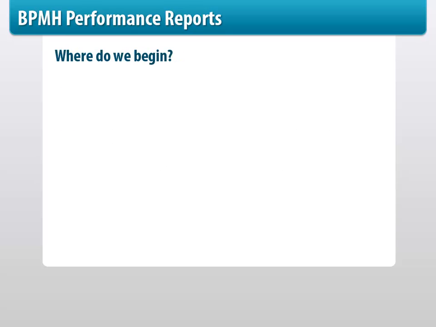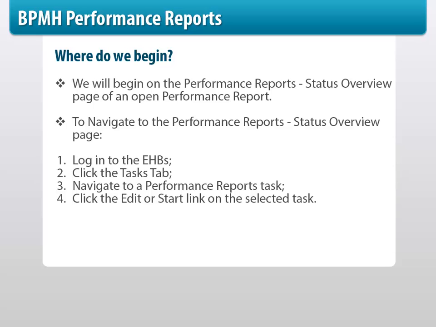Where do we begin? We will begin on the Performance Reports Status Overview page of an open performance report. To navigate to the Performance Reports Status Overview page, log into the EHBs. Click the Tasks tab. Navigate to a Performance Reports task. Click the Edit or Start link on the selected task.